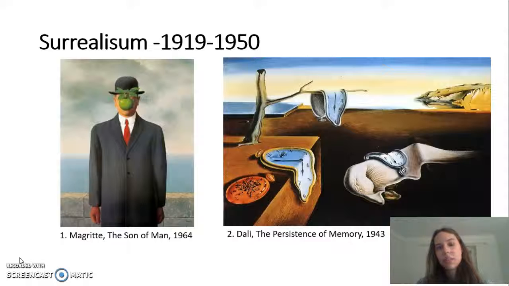Understanding art history helps you understand the piece in front of you and helps form your opinion of art.